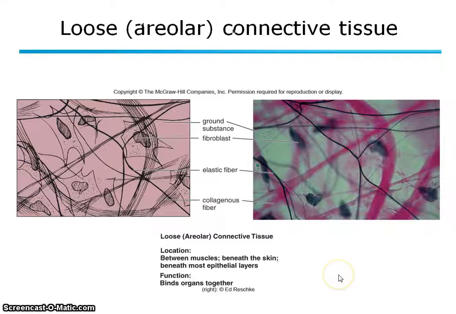So here's a picture that gives you an example of loose areolar connective tissue. And just like in epithelial tissue, we want to talk about the functions. So why do we have these tissues? This one is to bind organs together. And you can check out your paper to see some of the places in the body that you might locate that tissue.